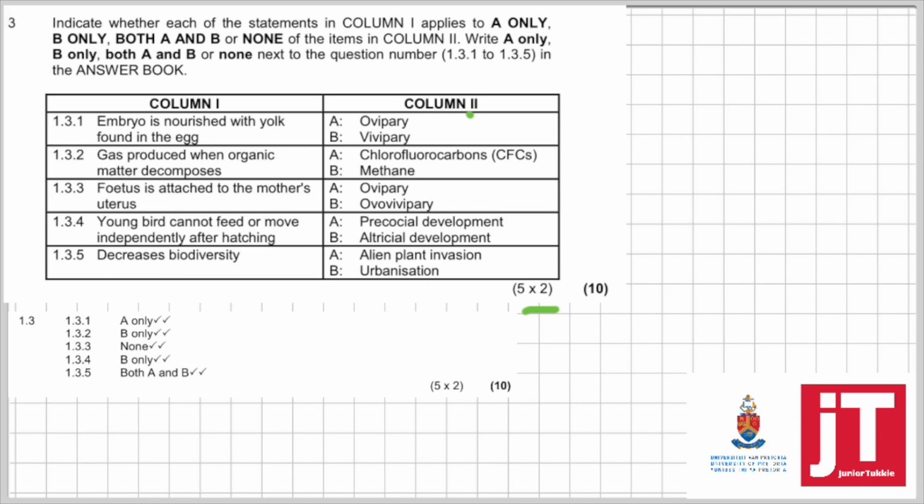1.3.3. The fetus that is attached to the mother's uterus, I just mentioned it to you earlier. It's viviparity. Can you see? It's none of your options. So your answer obviously will be none. 1.3.4. A young bird cannot feed or move independently after hatching. That you know, is B only. And then 1.3.5, as you can see, it has to do with human impact, so we will skip that. This wasn't too bad if you follow the instructions.